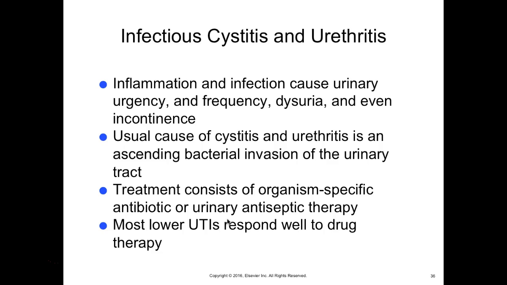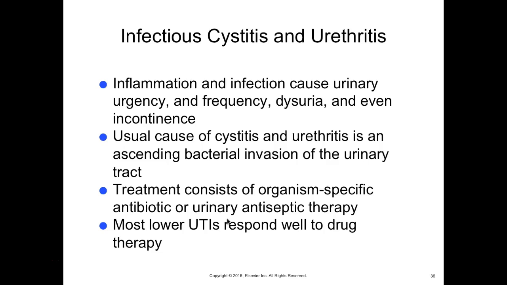So inflammation and infection cause urinary urgency, frequency, and dysuria. So the person has to go to the bathroom. They need to urinate frequently, and when they need to go, they have to go right away, and they may have pain or burning or difficulty with urination, and even urinary incontinence, which means they're spilling urine. The usual cause of cystitis and urethritis is an ascending bacterial invasion of the urinary tract.